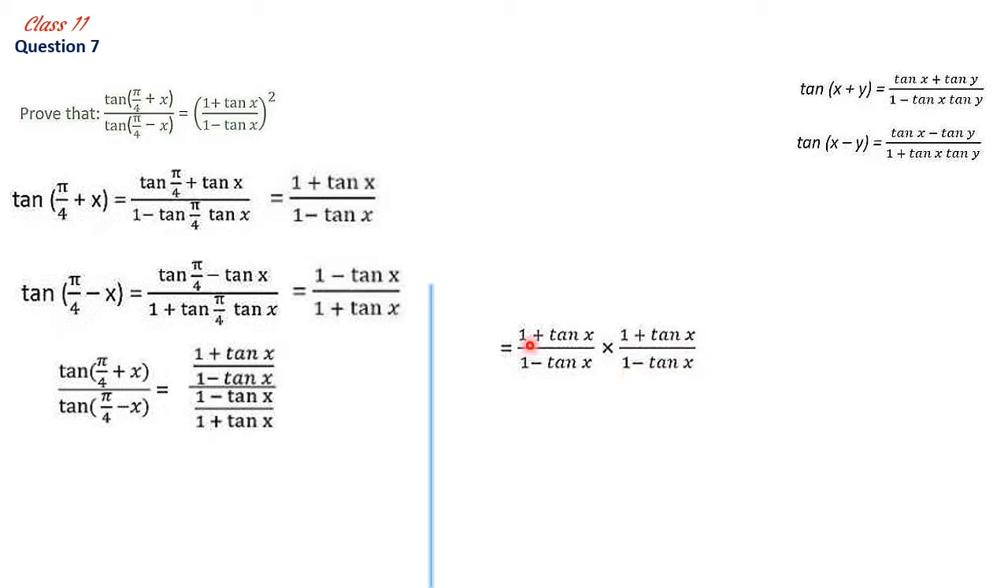Now you can check, here 1 plus tan x in the numerator, here also 1 plus tan x. Two same quantities multiplying, so (1 plus tan x) the whole square. The denominator is also the same thing, 1 minus tan x into 1 minus tan x. When we multiply these two, (1 minus tan x) the whole square will be coming. This is our right hand side. So we can say we have proved the statement.